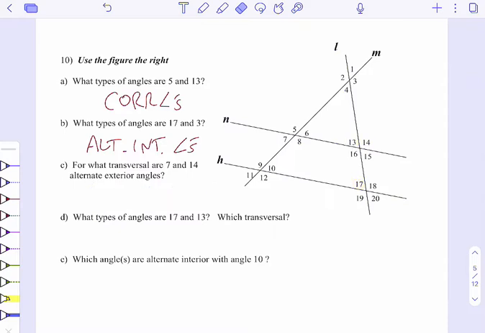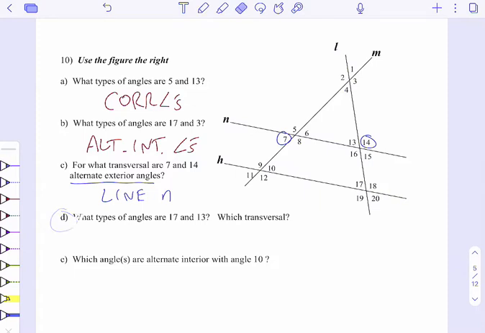Okay. Sorry. It says they're alternate exterior angles, so that would kind of be a bad question. All right. It does say for what transversal. So like I said, it's the one that hits both. I should have read it. I guess reading the problems would be a good idea. So it's line N. Okay, try D on your own.